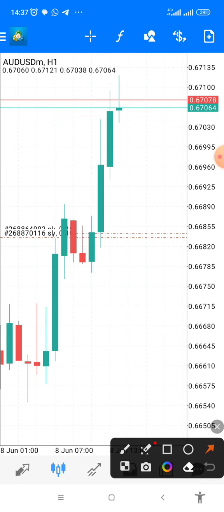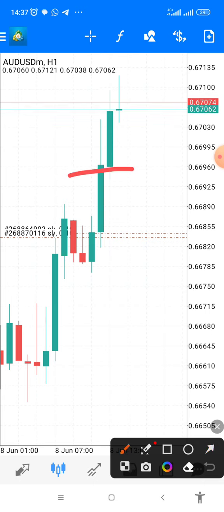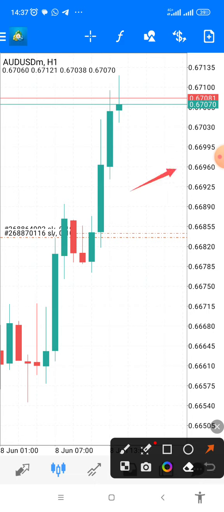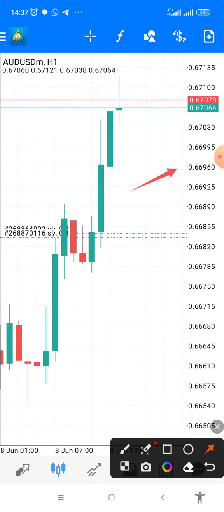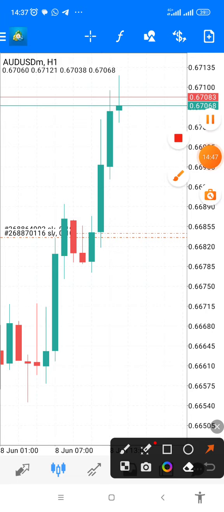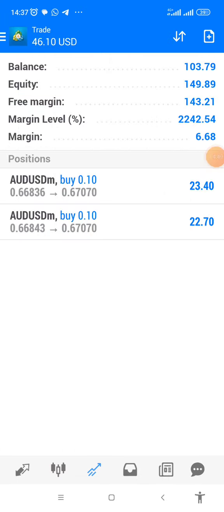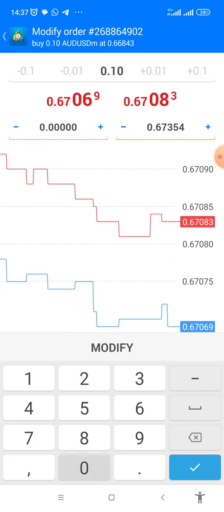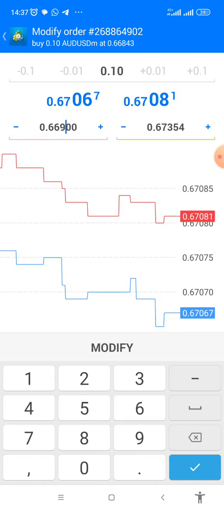Assuming I want to move my stop loss to somewhere here, then we are looking at a price, let's look at this price here. We want to move our stop loss to that price, or let's even use the immediate one here, which is 0.66960. That is where we want our stop loss to be. So we'll go back, 0.66960. Please take note. Then we'll come back here and modify this trade. Then we will clear the stop loss over here. Then 0.66968.